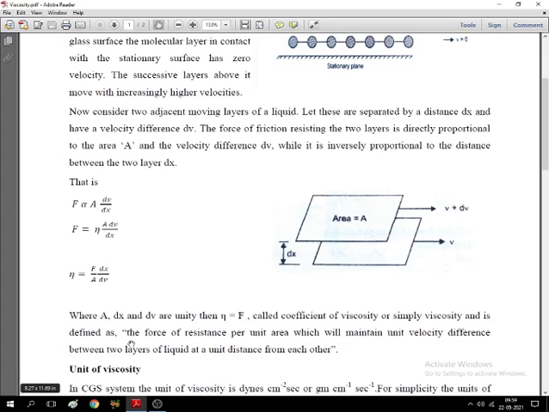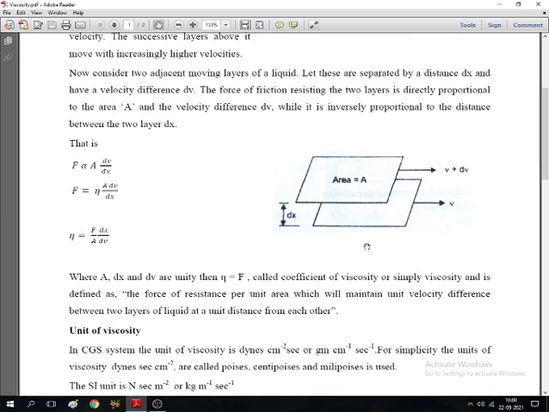Now let us see the definition again. The force of resistance per unit area which will maintain unit velocity difference between two layers of liquid at unit distance from each other. This is the definition of the coefficient of viscosity or the viscosity.